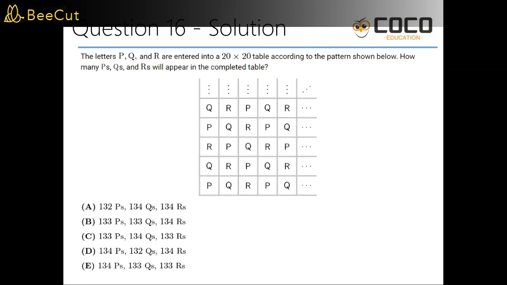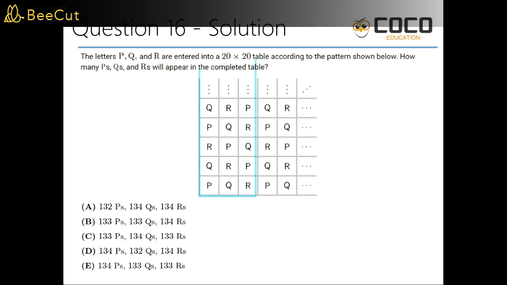So question 16. In this 20 by 20 table, we have the letters P, Q, and R. So if you look at the rows, there's PQR, PQR, PQR. So we can just focus on the first 3 columns to find the pattern.